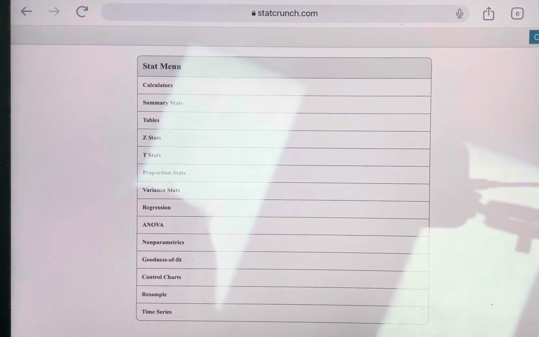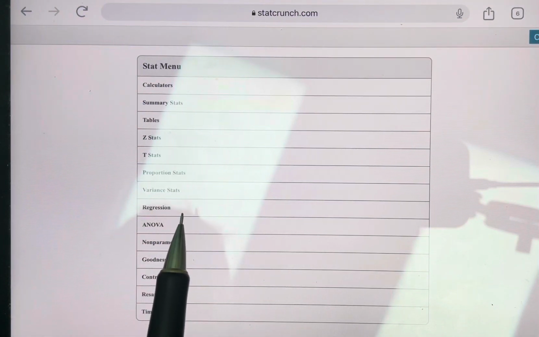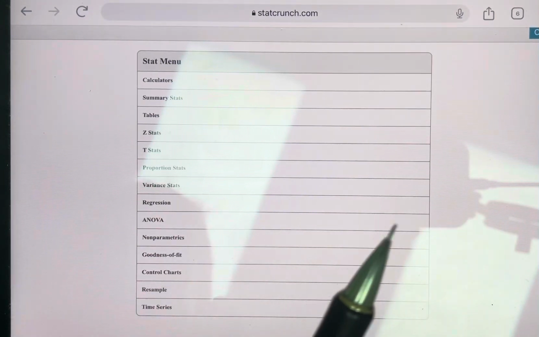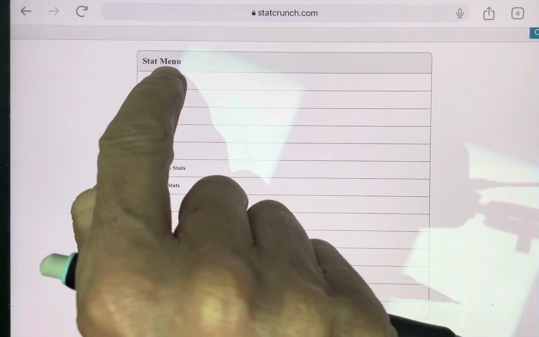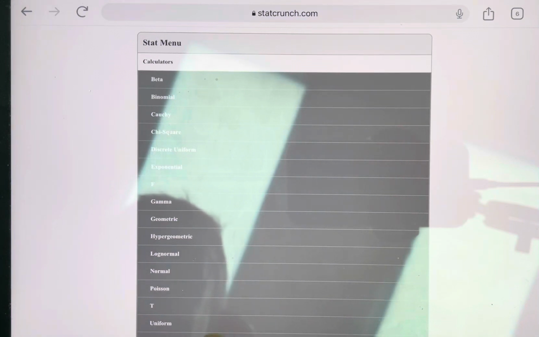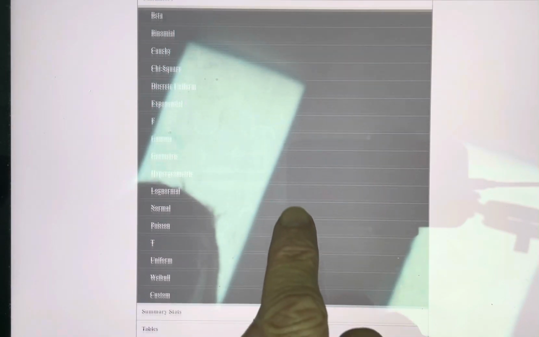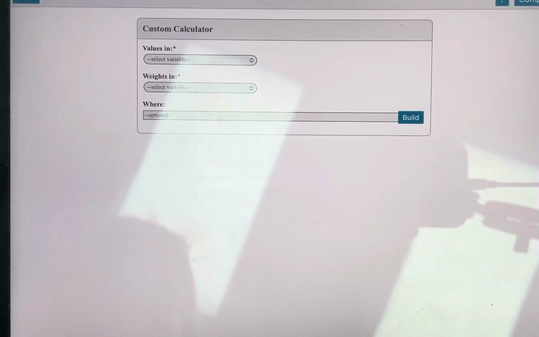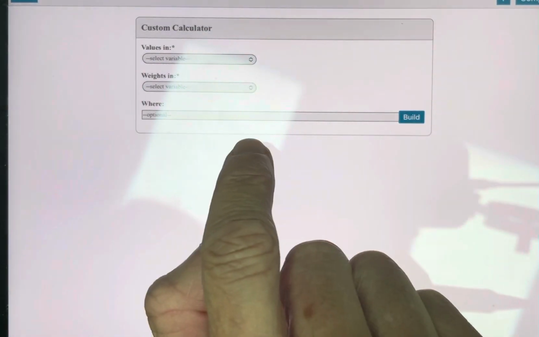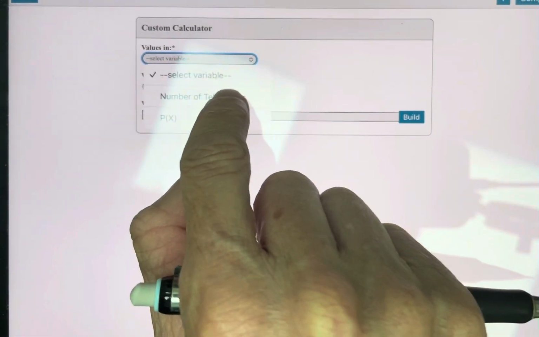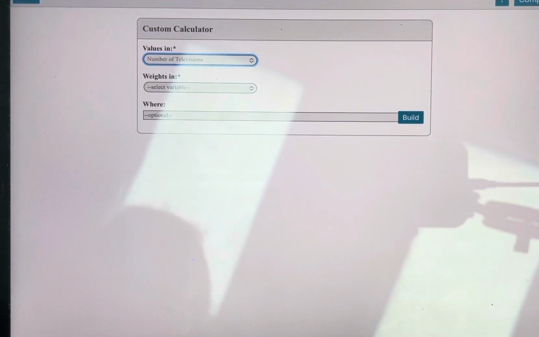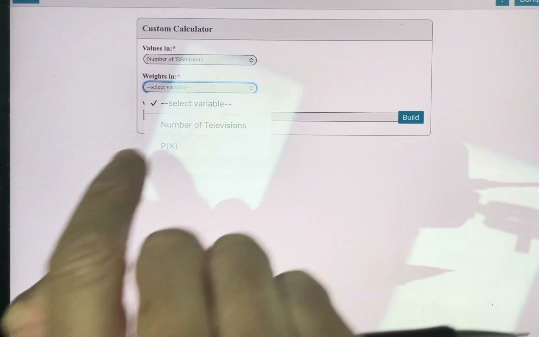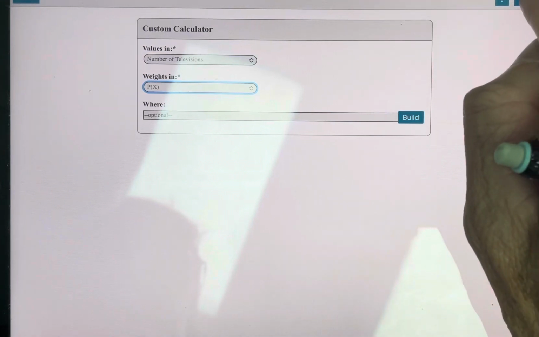We're going to go to Stat, and we're going to choose down here. Stat, Calculators. So we're going to choose the calculators, and then we're going to choose Custom, and that's way down here. Okay, so our values, in this case the number of televisions, is right there. This is our horizontal axis. And our weights, in this case the probability, is our vertical axis, and then we'll compute it.